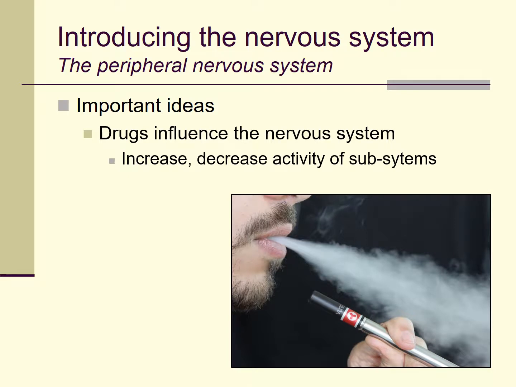There are other effects as well in the central nervous system. Those can be really important, but it's important to recognize that there are activities or effects in the peripheral nervous system.